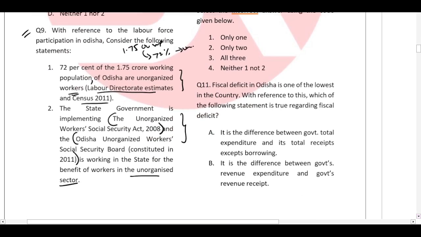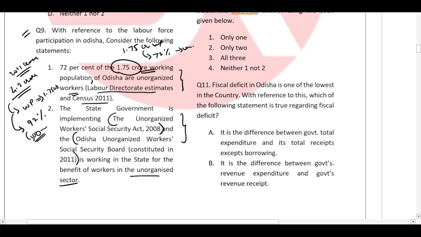The approximate population of Odisha is around 4.2 crores as per the 2011 census. Out of that, the working population is around 1.75 crores. Out of the working population, the majority of the people, almost 92% of the people, are in the unorganized sector. So the 1.75 crore data is matching, but the data of 72 percent is not matching. This is wrong. Instead of 92, the question is asking 72. So this is incorrect. Now statement number 2.